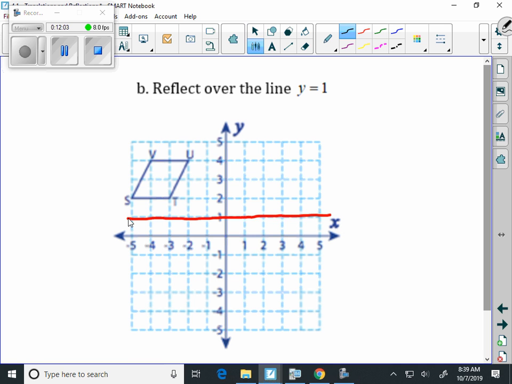But as we look at this, remember, we're going to be counting the same distance away from that red line. If we start with letter S, it's 1 space away from the red line. So on the other side of that, we're going to draw a point that's 1 space away from the red line. That's our new S. T is 1 space away from the red line. So on the other side of the red line, 1 space away. There's our new T.